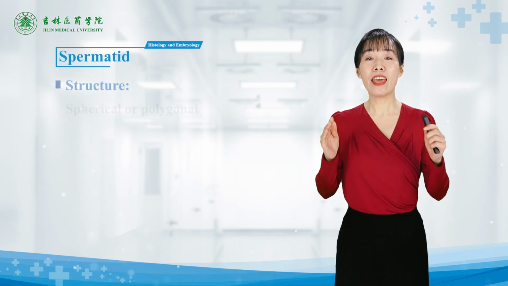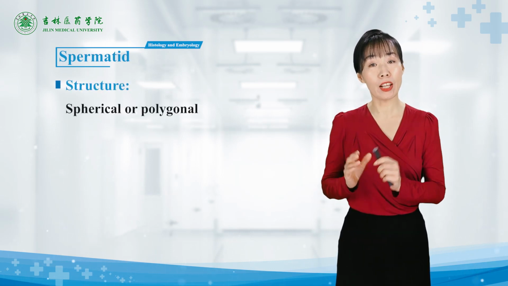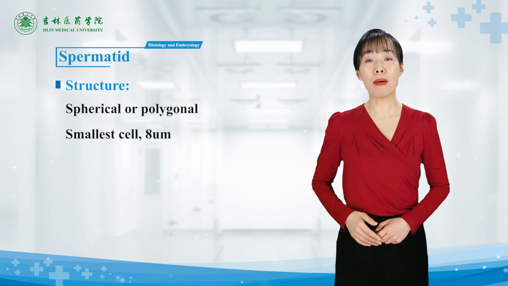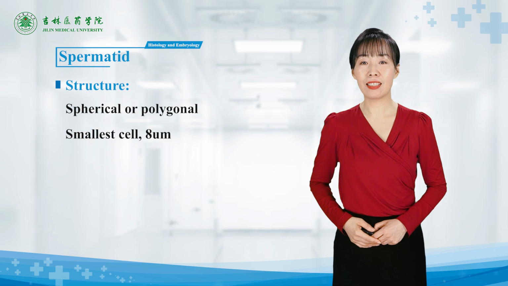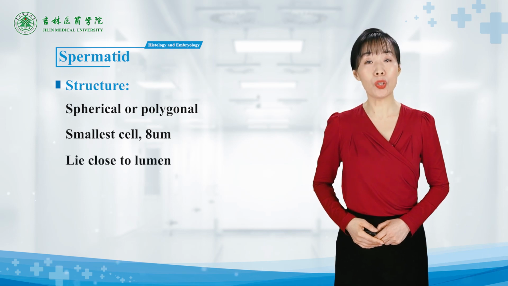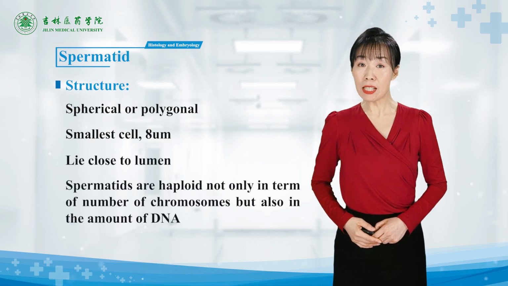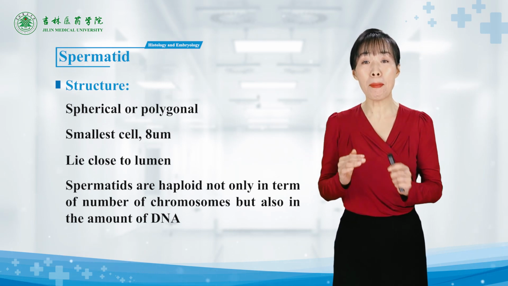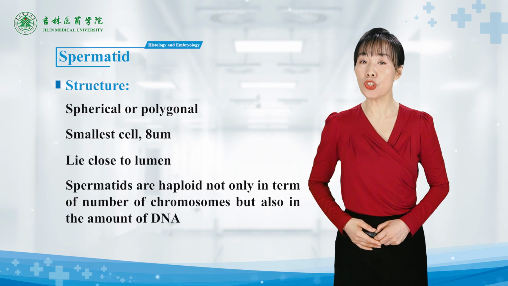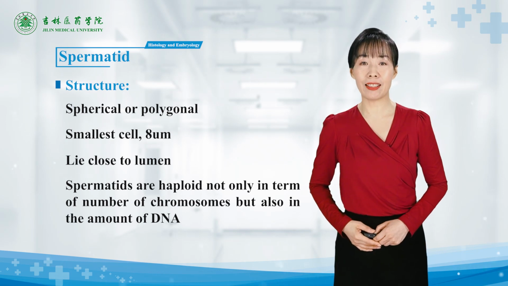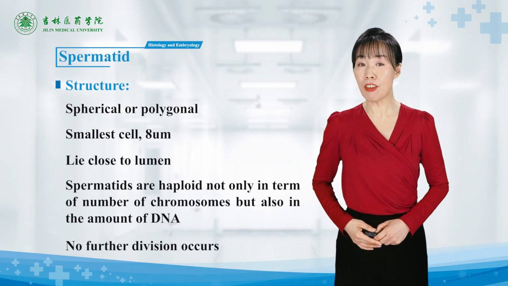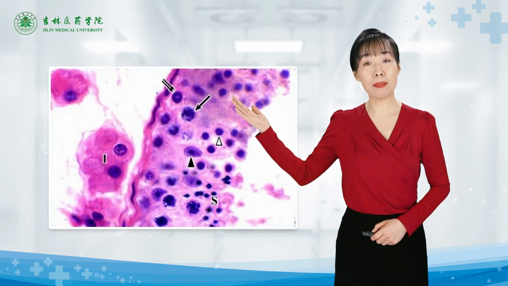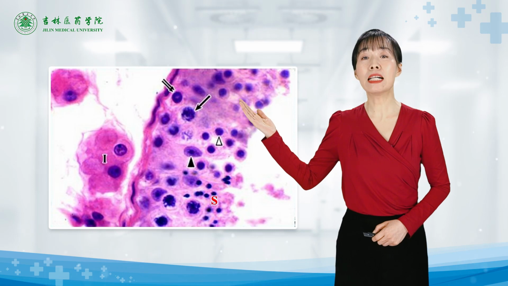Spermatid. They are spherical or polygonal. They are the smallest cells, 8 micrometers in diameter, lying close to the lumen. Spermatids are haploid not only in terms of number of chromosomes, but also in the amount of DNA. No further division occurs in spermatids. In this light micrograph, S means spermatids.